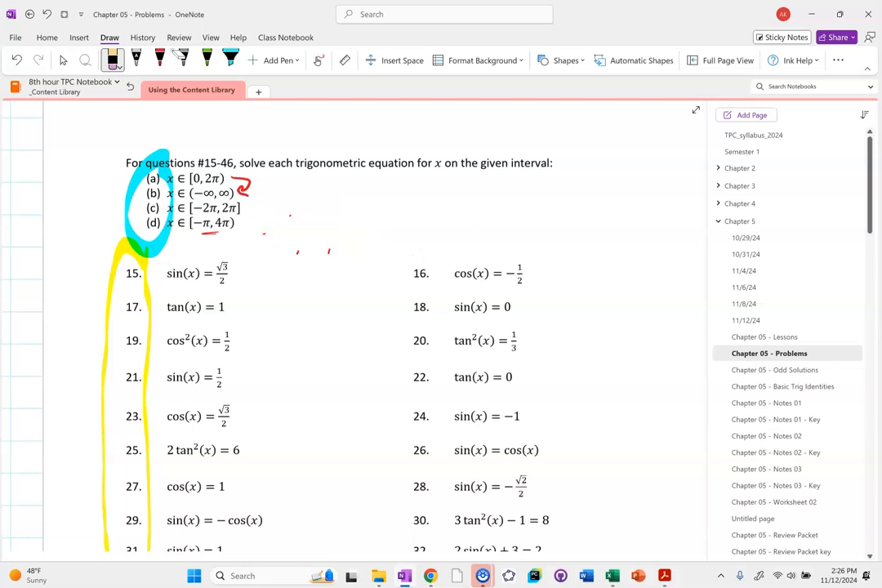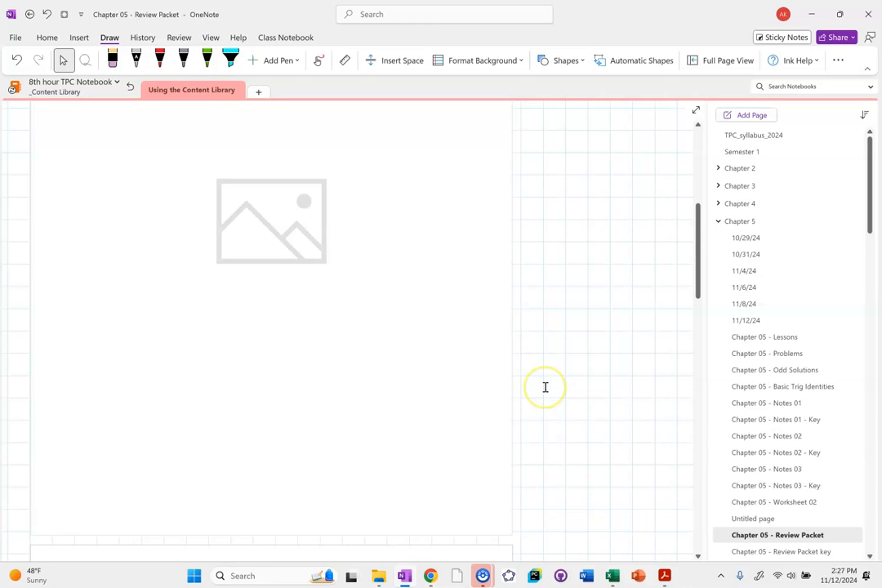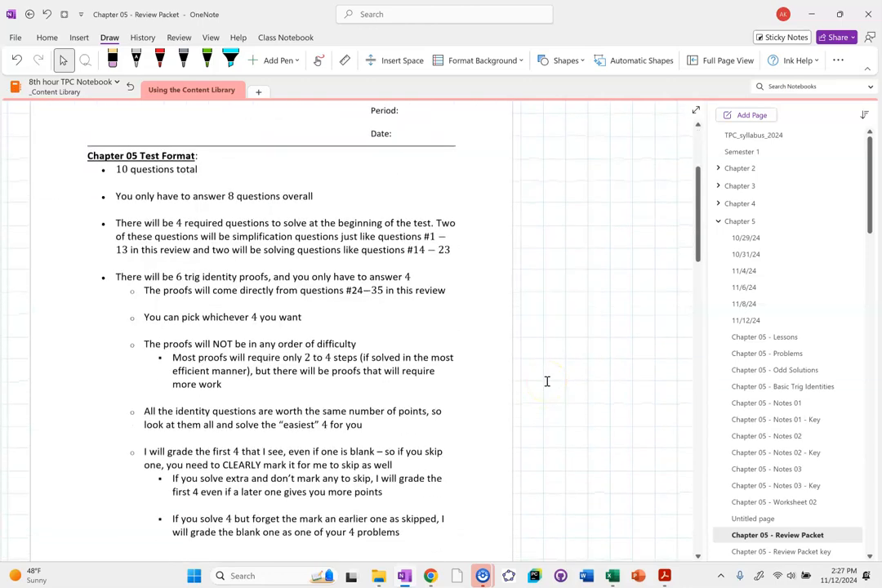So that's it for chapter 5. Next time we're gonna have our review day. So your half sheet will be due next class. I want to show you guys though the test format. I wrote down the test format on the review pack because it's unusual compared to other tests. So your chapter 5 test format, there's 10 total questions. You're only going to do 8 of them. The first 4 questions are required questions. You must do these first 4.